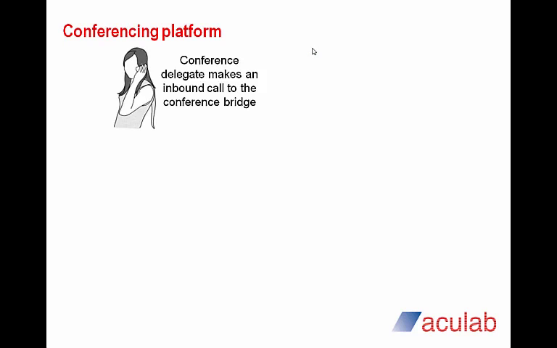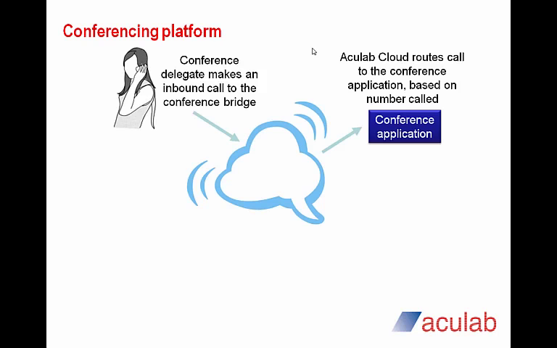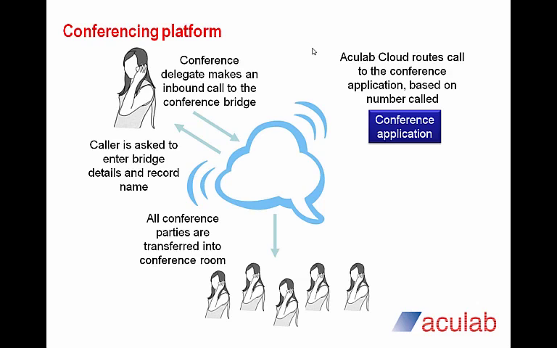Finally, we have a conferencing scenario. So here, again, a caller will dial in to the conference bridge telephone number. Acolab Cloud will route it to the correct conferencing application based on the number that was dialed. The system will then prompt the caller to enter the conference bridge details, maybe their passcode, maybe ask them to record their name. And then when it's time and everyone's ready and available and the chairman has entered his PIN, all of the parties in the conference are then placed into the call.